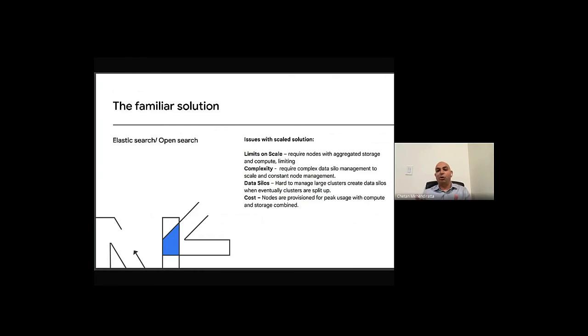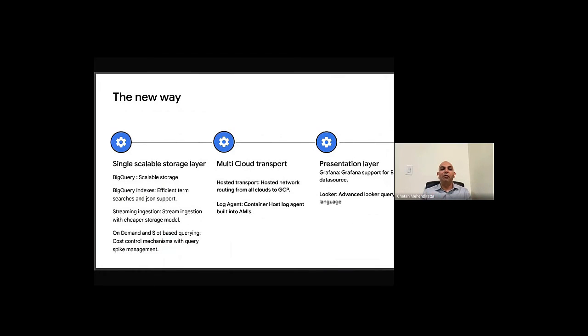And since storage and compute are combined, this adds to the complexity and the cost of the solution. We wanted to find a new way. So our new way was based on 3 pillars: a single scalable storage layer, a multi-cloud transport, and a presentation layer.